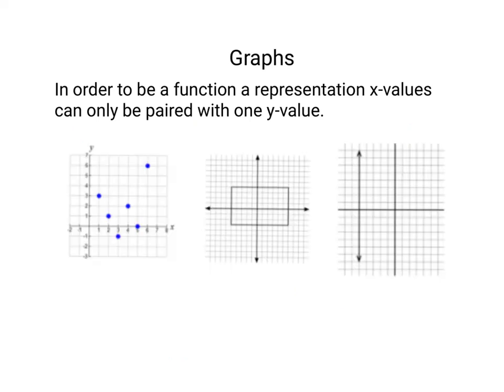All right, the last representation is the graphs. And again, you notice that the definition of a function doesn't change. The way we look at it is a little different. You can see all sorts of types of graphs: lines, squares, circles, dots. What we use to determine if it's a function or not is what we call the vertical line test.